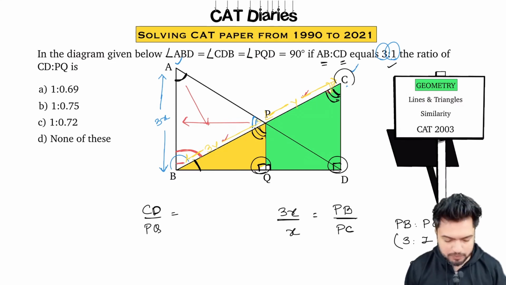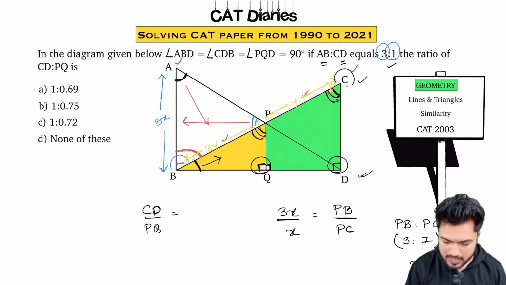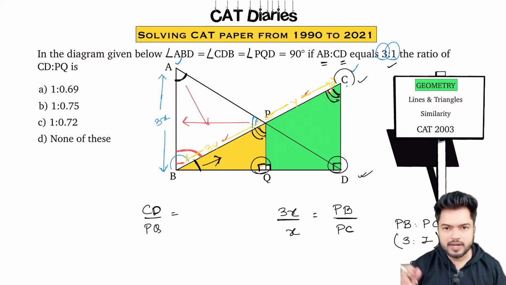Now from this, whatever you need, you write that ratio. So I'll write here CD, which is the side opposite to this angle. In the bigger triangle, the green one, it is CD, and in the yellow one it is PQ. So we are writing green upon yellow, so CD upon PQ.